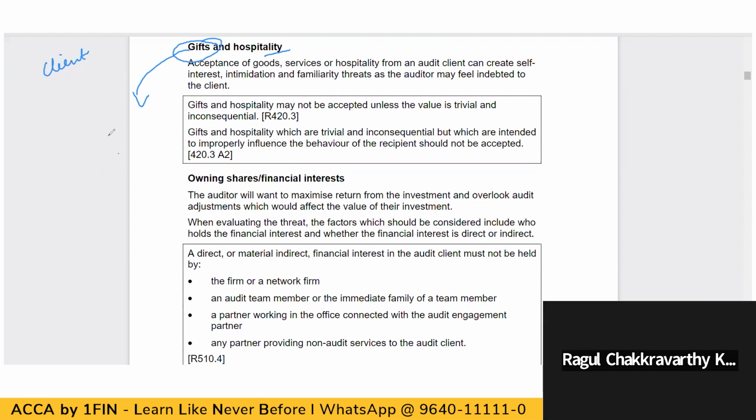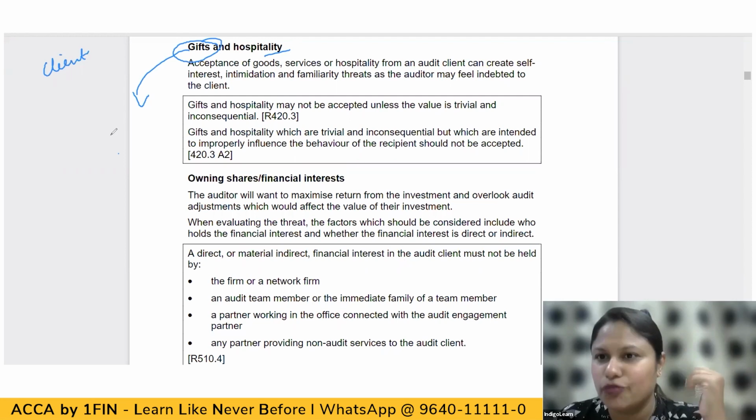You think, "He's given me a gift. How can I give a wrong opinion for him? He's gifted me so many things." So the thinking of the auditor will go on changing. So don't you think it is going to affect or influence your decision making?